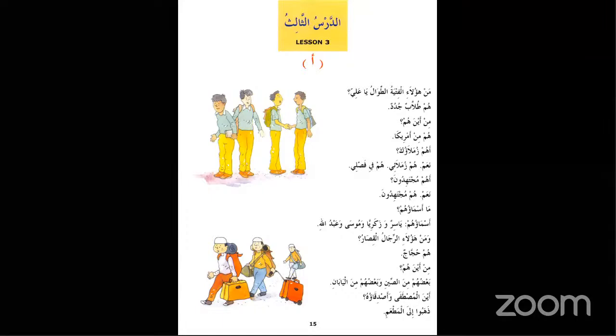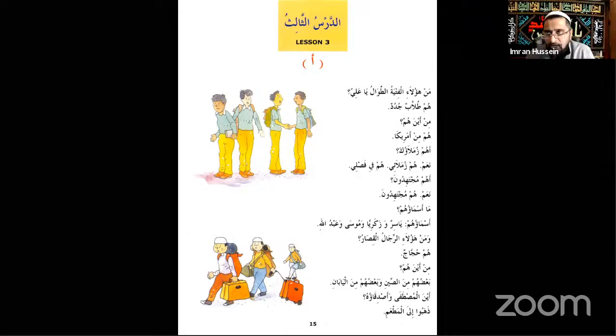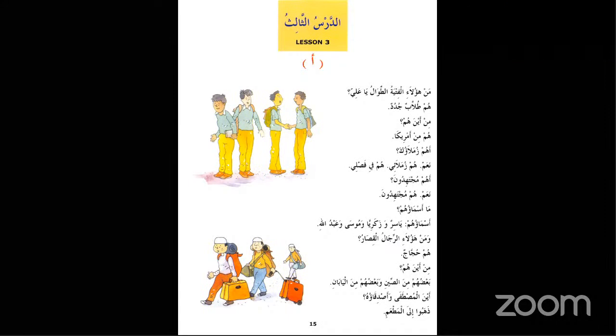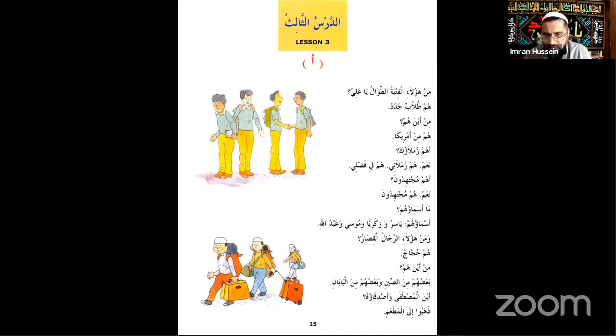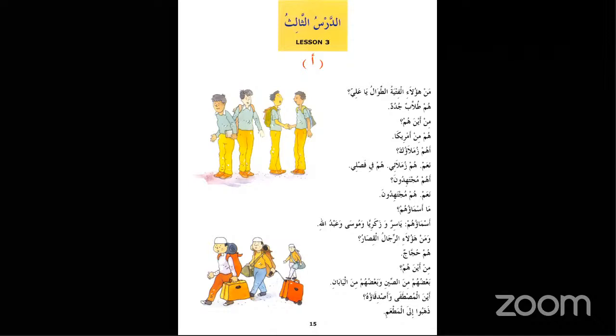They are... Tullabun. The singular is talibun and the plural is tullabun. Jadidun is the singular and judadun is the plural. They are new students, correct? من أين هم? From where are they? Correct. هم من أمريكا. They are from America.